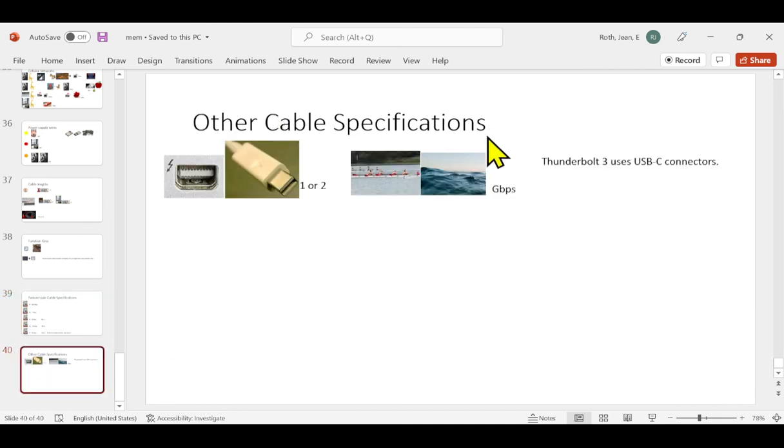Our last slide is some other cable specifications. That's what Thunderbolt 1 or 2 looks like. They had like 40 gigabits per second, and Thunderbolt 3 uses a USB-C connector.